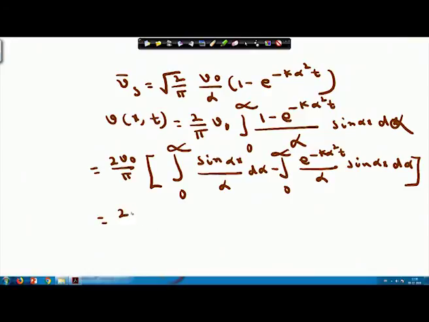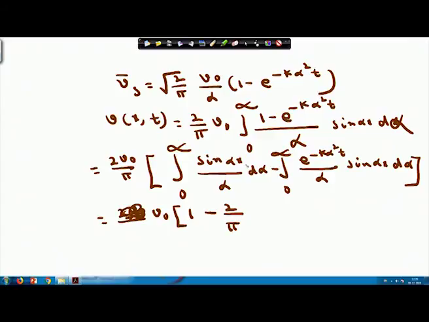So, this equals, you can write down directly, v 0 into this value, which is pi by 2. Please note this one. If it is pi by 2, this pi will be cancelled. So, here there will be 1 minus 2 by pi.